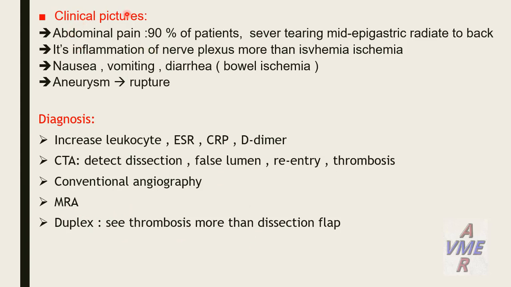So the most common presenting symptom is abdominal pain, severe tearing epigastric pain related to the back, which is related more to inflammation than ischemia, with nausea, vomiting, and change in bowel habits. The aneurysm is liable for rupture.